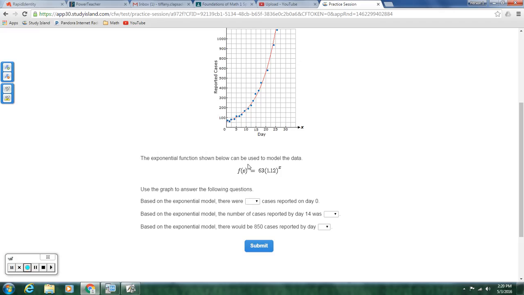This is the equation. 53 is the starting point. And based on that model, the number of cases on day 14 and day 15 is right here, so I could get pretty close. So 15 is right here, 14 is probably somewhere through here. So what do you think? That's 200, that's 250, so what's that around?